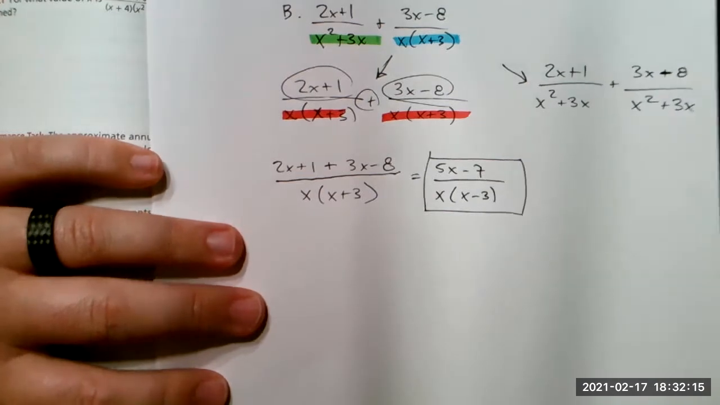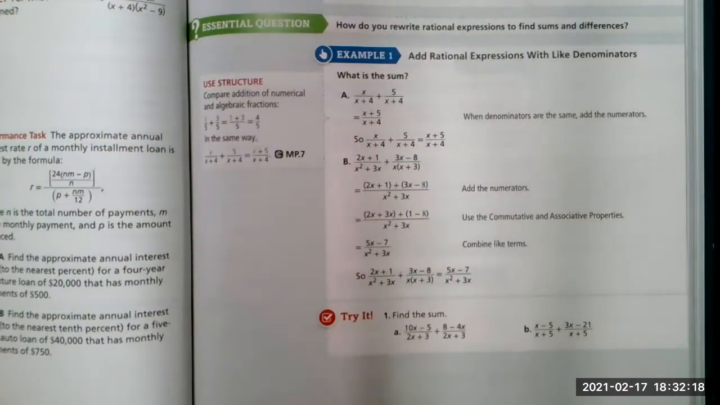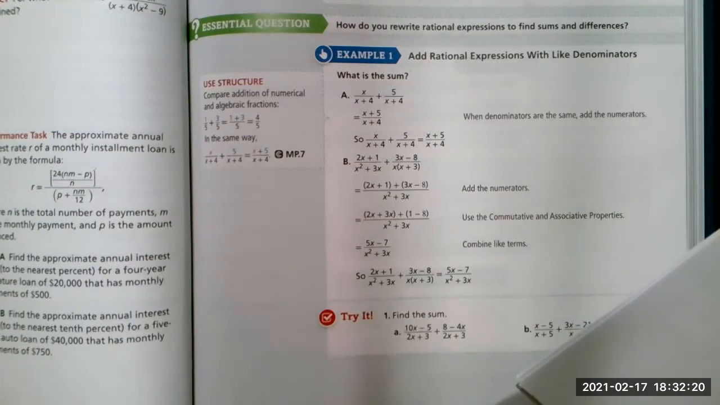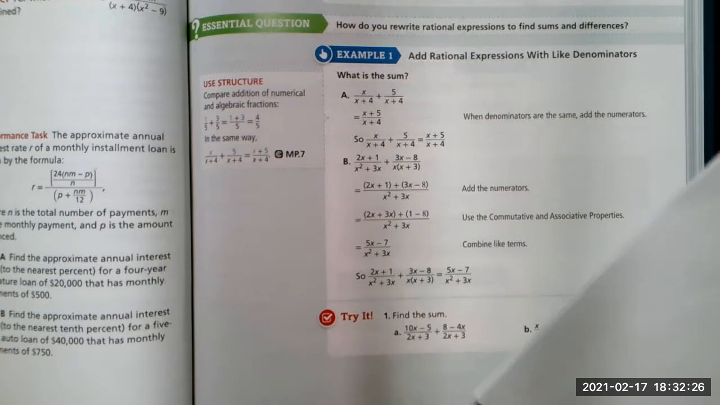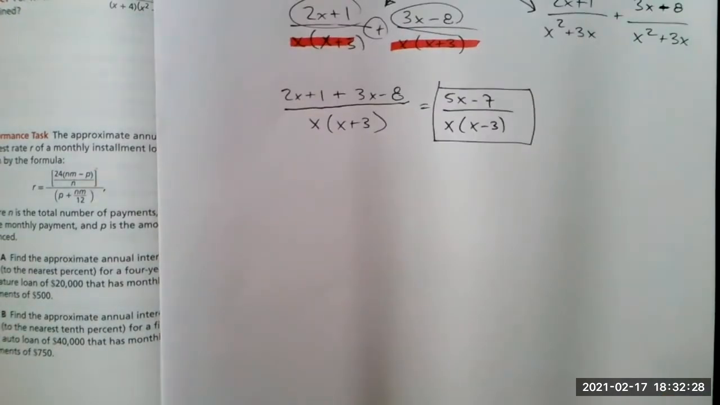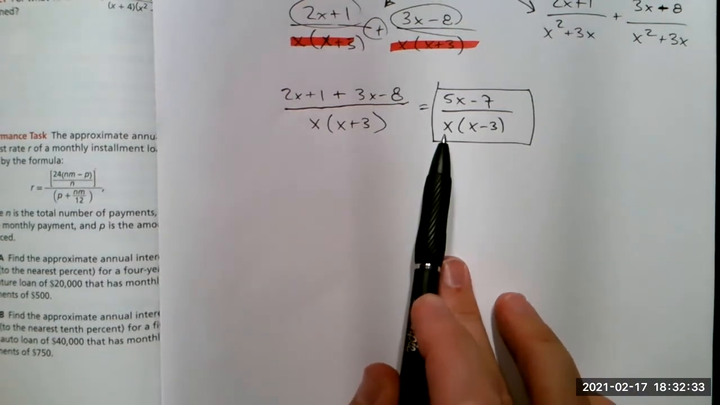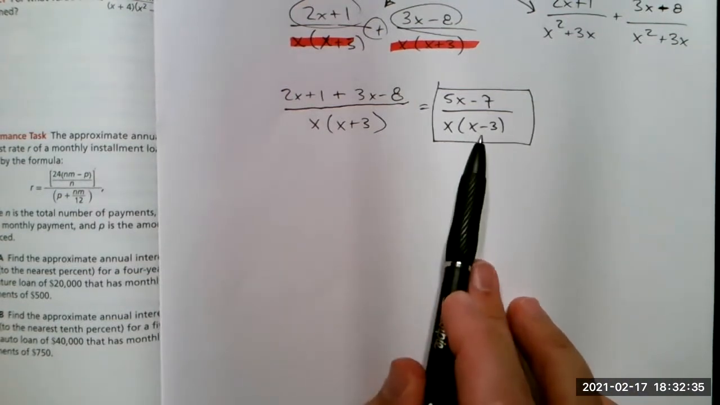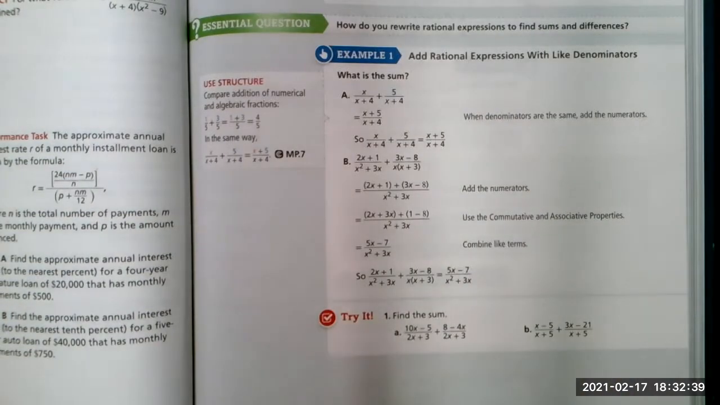Let's double check and make sure the book says the same thing. Yep. And then the other thing I want to mention is make sure you're looking out if they're talking about domain restrictions or anything like that. If they wanted a domain restriction, kind of like we've talked about in the past, you'd have to figure out when your denominator was going to equal 0 and then restrict those numbers. But it doesn't look like they're looking for that here.